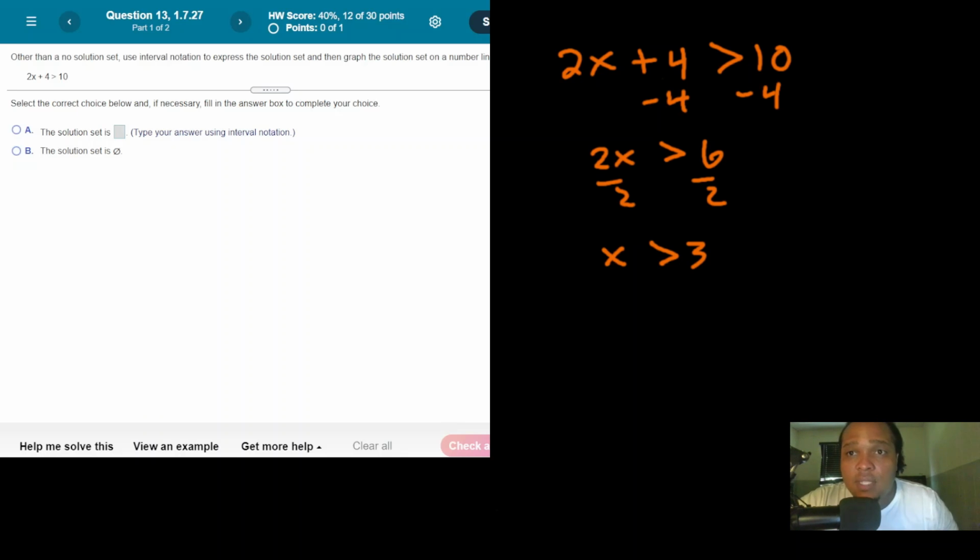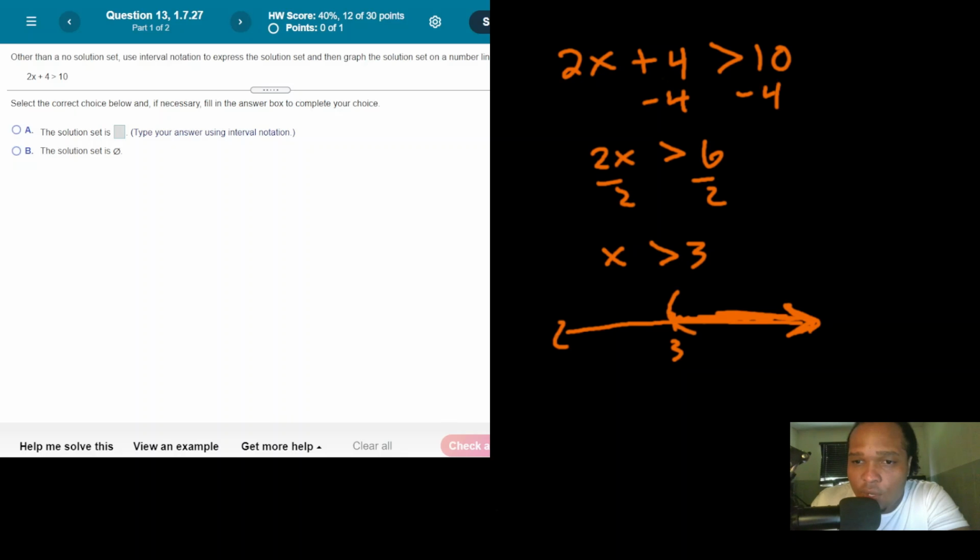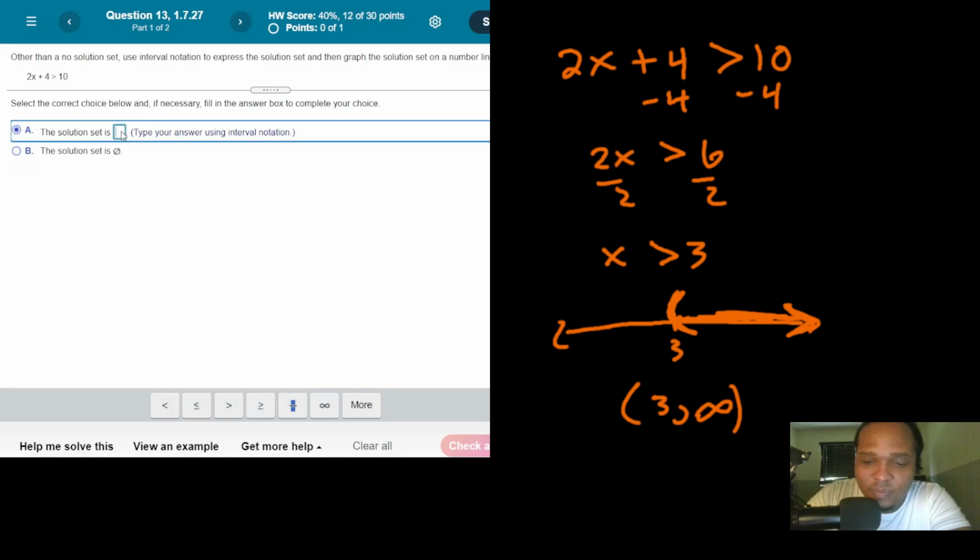Okay, so this is telling me that x is greater than 3. So you can make a little graph like this, put your 3 down. X is greater than 3 will have to go all the way in this direction. Somewhere like that. And what symbol do we use? This is not an equal to, this is greater than, so we're going to use a parentheses like this. And this is basically 3 to infinity. And that's it. 3 going to infinity.